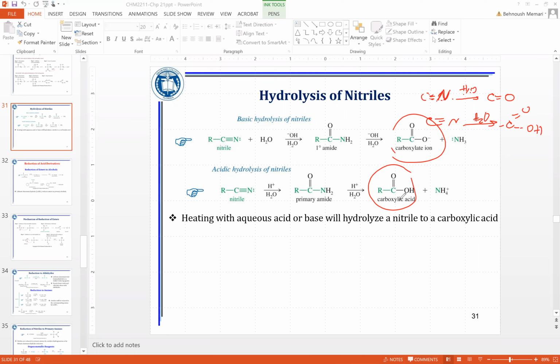In acidic solution, you will get carboxylic acid. In a basic solution, or base catalyzed hydrolysis, you always get carboxylate ion, because in basic solution, acid will be deprotonated. In acidic solution, NH3 is going to be protonated, and you have NH4 plus change to ammonium ion.